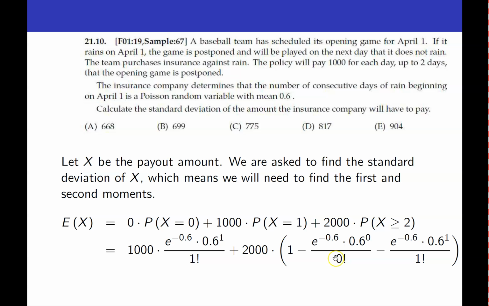Here is where your x is equal to 0. Here is where your x is equal to 1. Calculating the two probabilities and subtracting it from 1 will give you an expected value of about 573-ish.